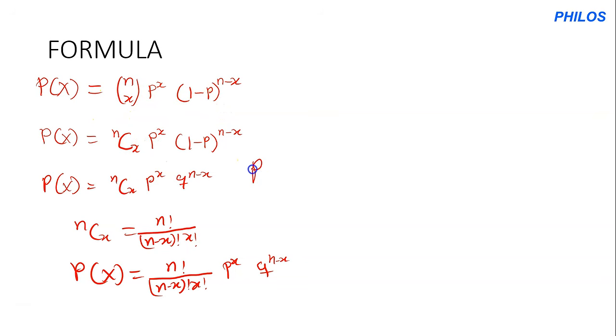So I'm going to write mine this way: n combination X, P exponent X, then Q exponent n minus X. Please remember, Q is the same as 1 minus P. And how I've written n combination X here is still the same as this. So you can choose to write them in any form, but I'll be writing mine like this.